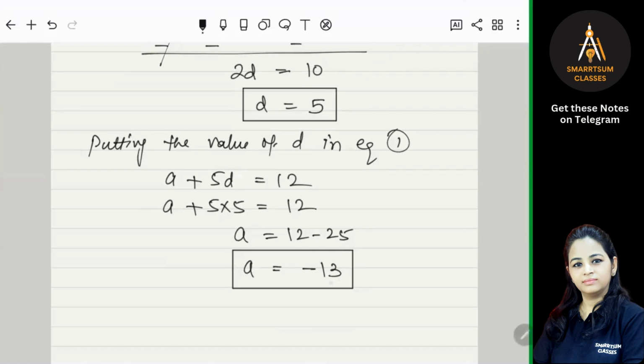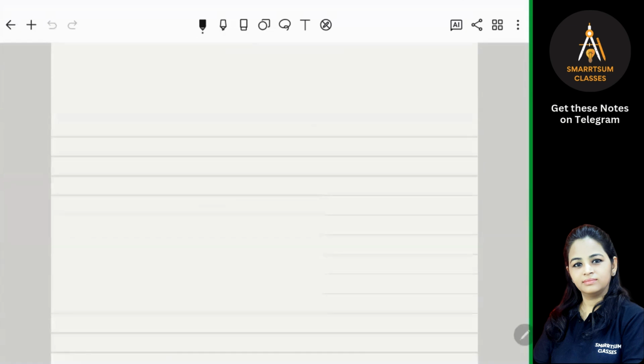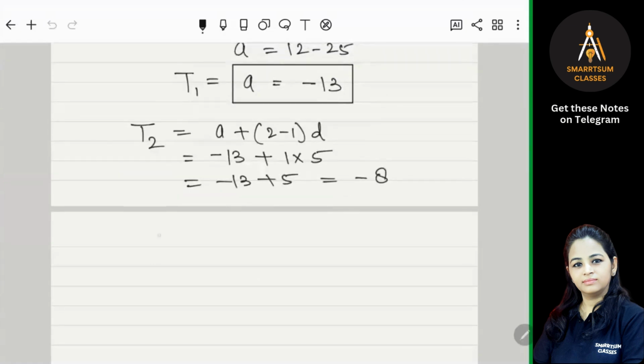Now, the first term is minus 13 and the common difference is 5. So what will be the next term? What will be T2? Can you tell me? This is your T1, the first term. What is T2? a plus (2 minus 1) into d. a is minus 13 plus (2 minus 1) is 1, 1 into d, d is 5. So minus 13 plus 5 is minus 8. There is a difference of 5, we are adding 5. In this way we have got T2, which is minus 8.